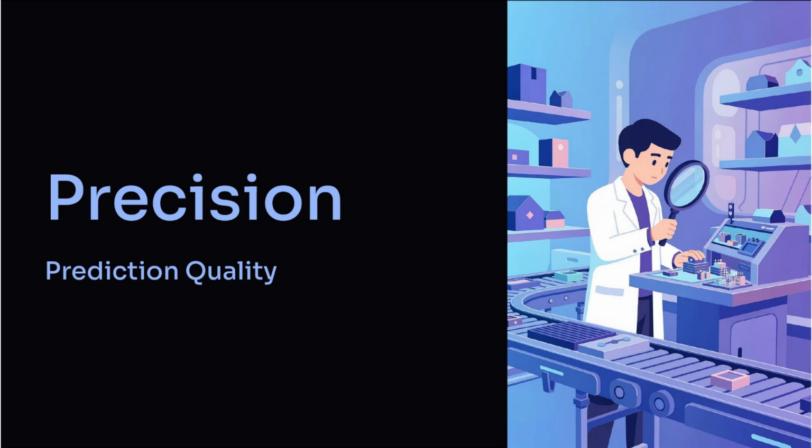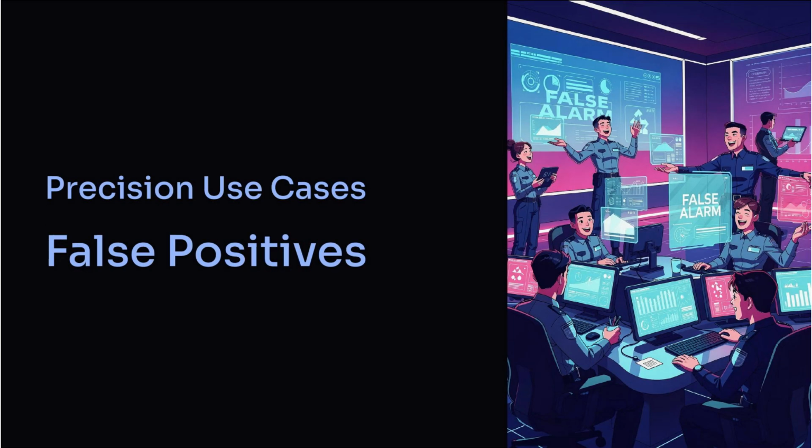Accuracy works best when classes are balanced. In balanced datasets, each outcome appears roughly equally often. In these cases, accuracy provides a reasonable summary of overall performance. However, many real-world datasets are imbalanced. One class may be much more frequent than others. In such cases, a model can achieve high accuracy while failing to detect rare but important events.